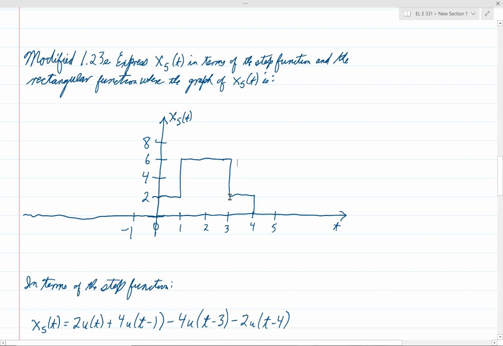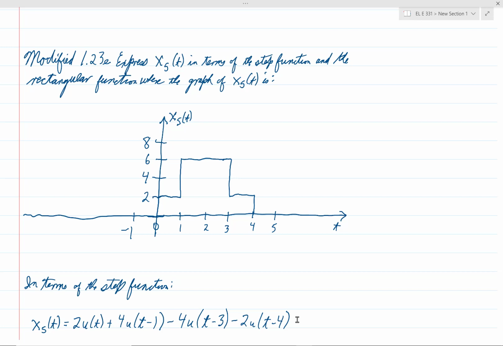And at t equals 3, we go down by 4. So we have minus 4u of t minus 3. And then it continues that way until 4, and to go down these final 2 units, we say minus 2u of t minus 4. So that's how we would express this function in terms of unit step functions. And I think that's pretty straightforward.